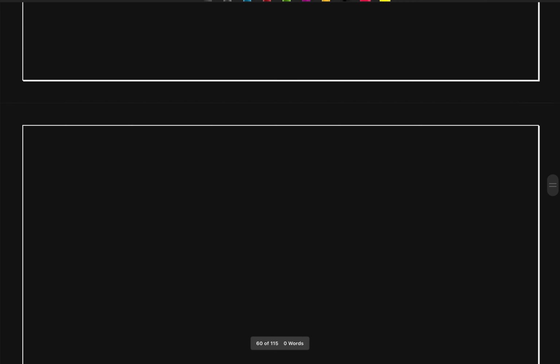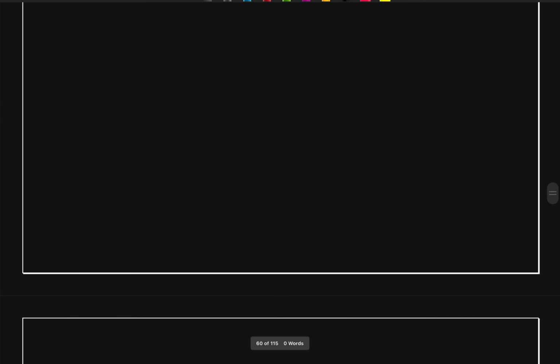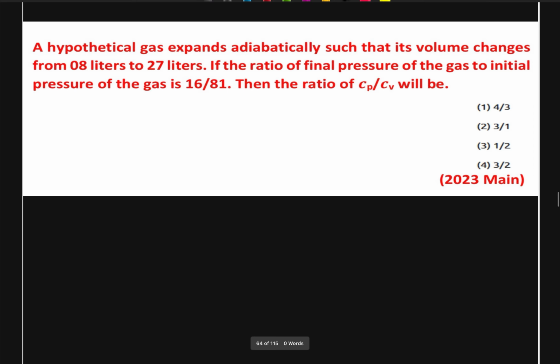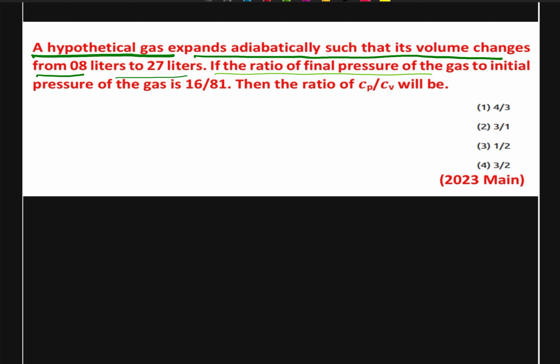Next question. It states that a hypothetical gas expands adiabatically such that its volume changes from 8 liters to 27 liters. If the ratio of final pressure of the gas to the initial pressure of the gas is 16/81 to 1, then the ratio C of P to C of V will be. So we are going to find out basically the adiabatic ratio.